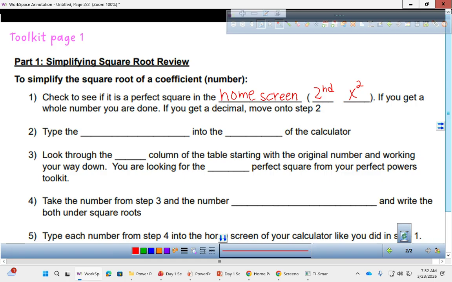If when we type that into the calculator we get a whole number, we're done with the problem. But if when we type that into the calculator we get a decimal, we've got to move on to step 2, where we are going to type the number divided by x into the y equals screen of the calculator.